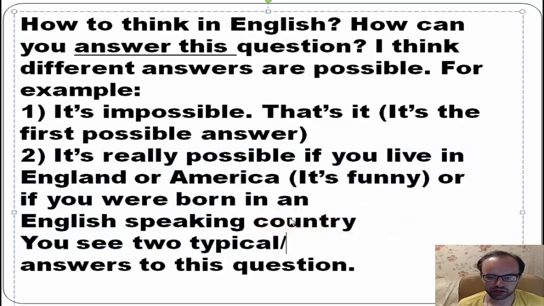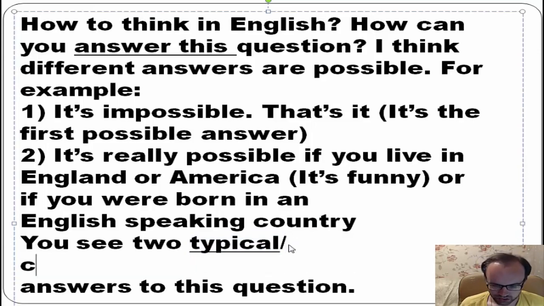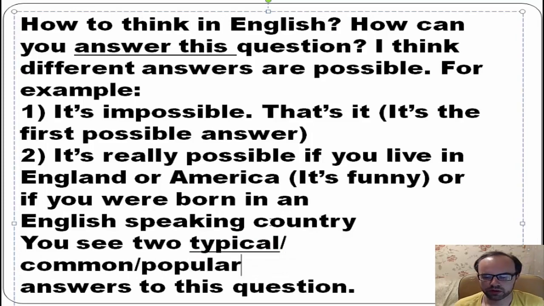So typical. What is typical? Okay, you need to know different synonyms or similar words. If you can't remember this word typical, what other words can you say instead? You can say typical, or also common, or also popular, answers to this question. Good. So you see two typical, or two common, two popular answers to this question.